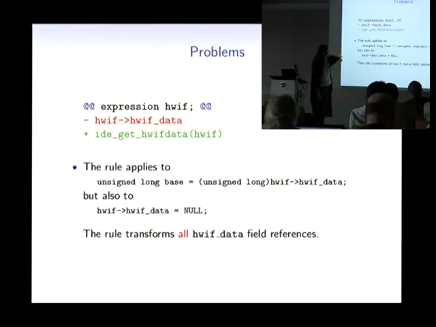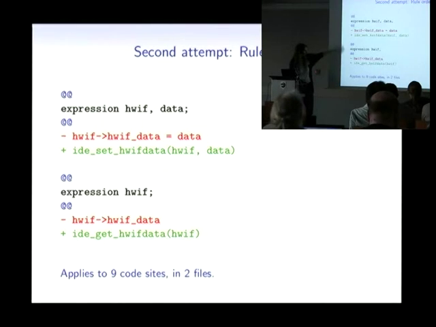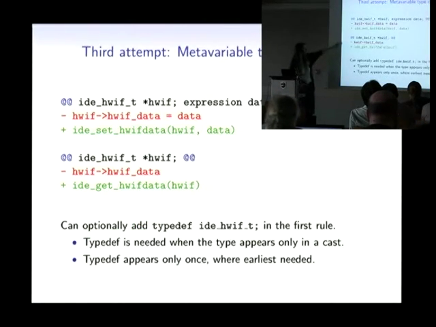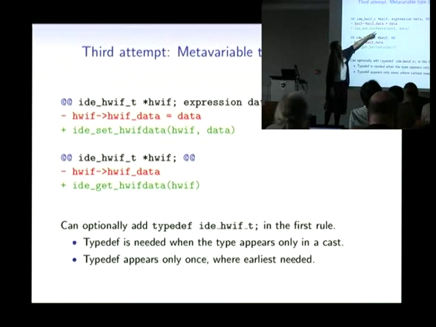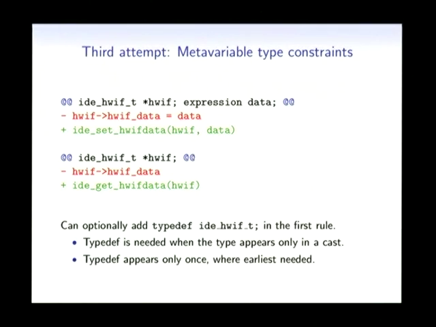I'm not sure what this is talking about here. Oh, yeah, so we've already discussed this. We switch the rules, and then everything is fine. It applies to 9 code sites, but now we're concerned about the types. What you can do, I mentioned this briefly at the beginning, is write just expression for something, but you can also specify the type of the thing. And now it's only going to match ID with T.